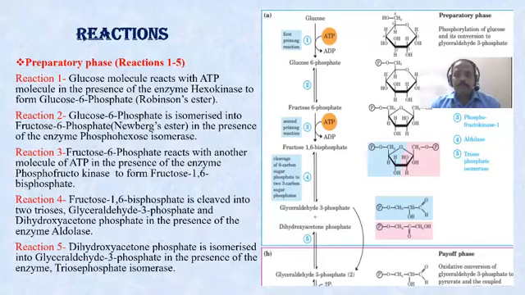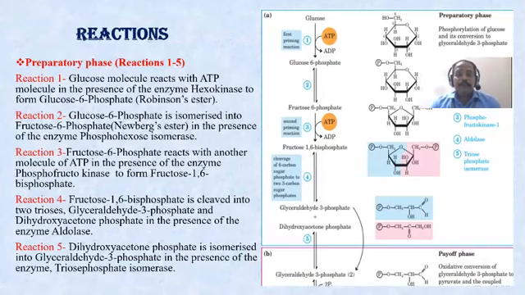Ultimately, we get glucose 6-phosphate, which in turn undergoes aldo-keto isomerization, where the aldo sugar is converted to keto sugar. Glucose 6-phosphate is a sugar phosphate, but it is an aldo sugar. This aldo sugar is converted to keto sugar, so glucose 6-phosphate is converted to fructose 6-phosphate, which is catalyzed by phosphohexoisomerase.